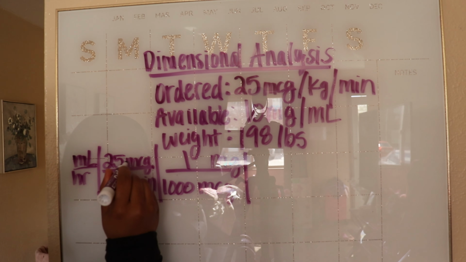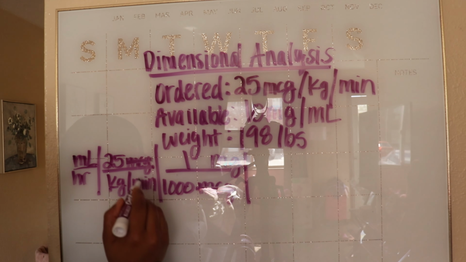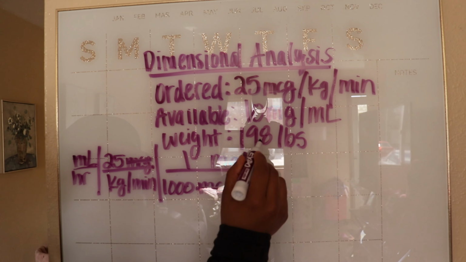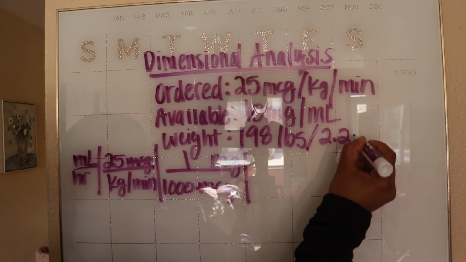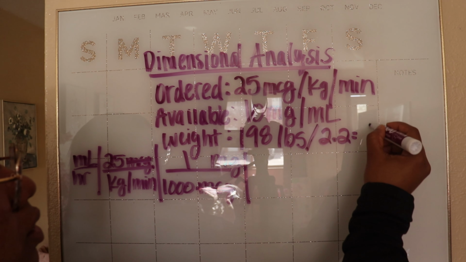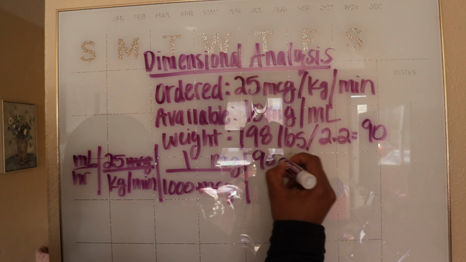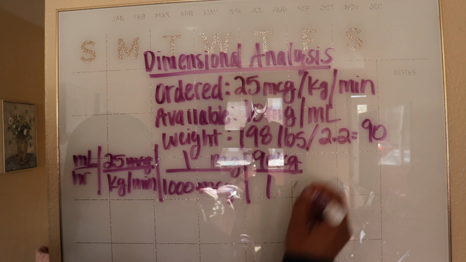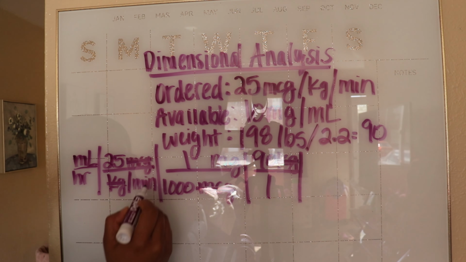Now we can cross off the micrograms, and now we just deal with what's next, which is to convert the kilograms and the minutes. We're going to start with the weight first. If we divide by 2.2, we get this 198 pounds to be equivalent to 90 kilograms. So we're going to put 90 kilograms at the top because it will be diagonal to the kilograms on the bottom. You can always put a 1 if it helps visually, and then we can cross off our kilograms.